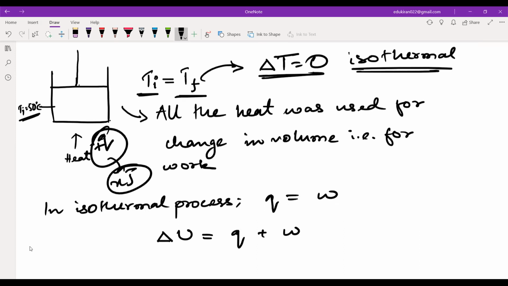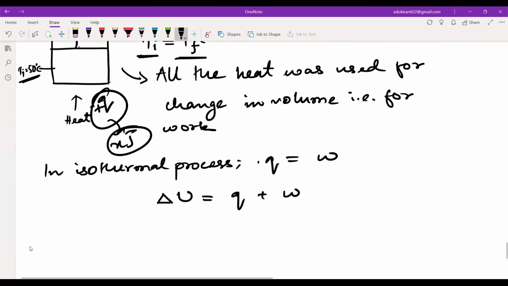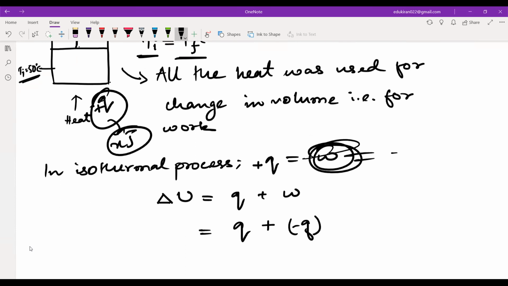Q plus W, but since we are giving heat, Q will be plus Q. The magnitudes are the same, so I can write Q plus minus Q. Why? Because this W is equal to the minus of Q. That means we are giving out that much energy in terms of work done. I hope you can write this down. Yes or no? Tell me, guys.